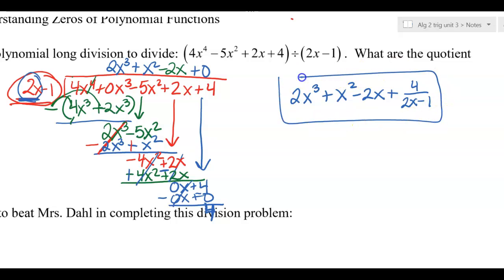So this is the quotient. The quotient is just the answer to the division problem. If someone asked me what the remainder was for this division problem, it's 4. If somebody asked me, is 2x minus 1 a factor of this polynomial, what would my answer be? Is 3 a factor of 6? Yes. How do you know?